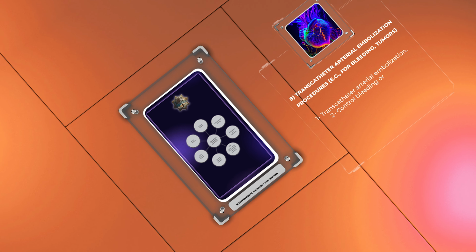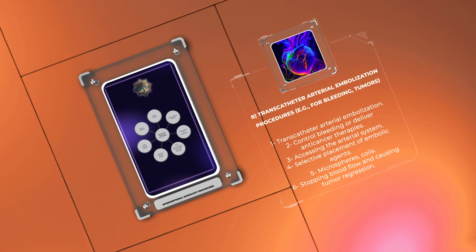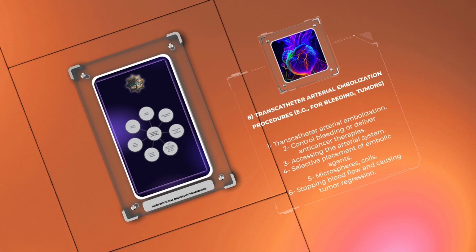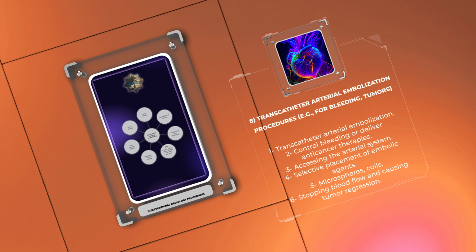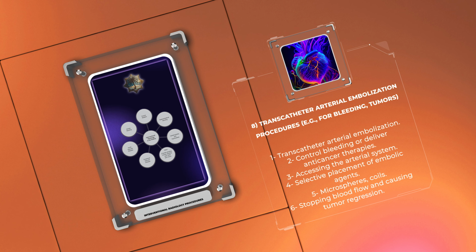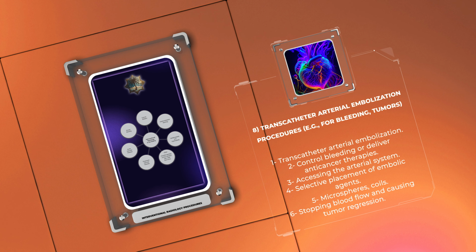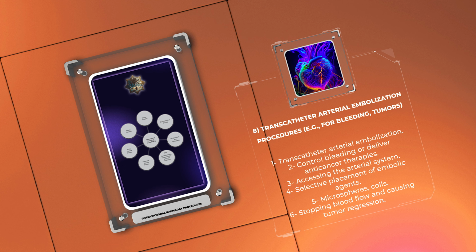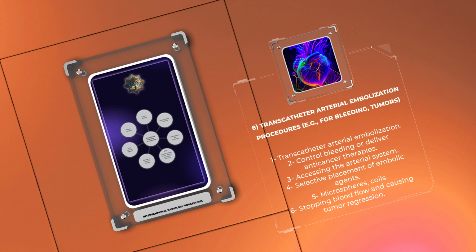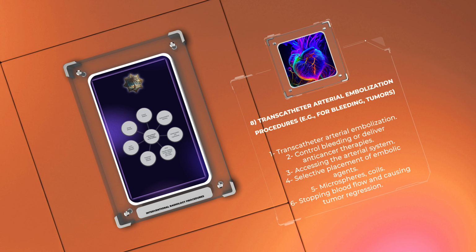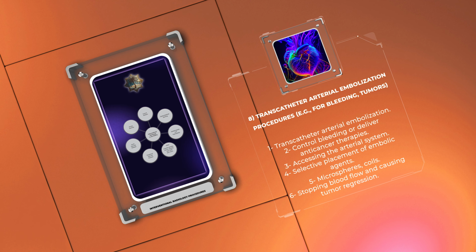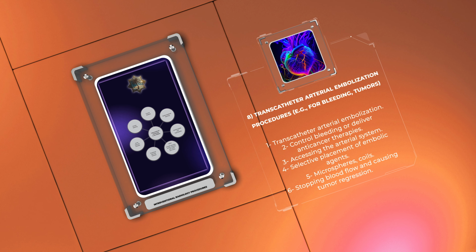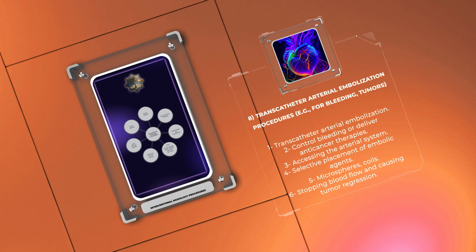Transcatheter arterial embolization is a valuable technique to control bleeding or deliver anti-cancer therapies directly to tumors. By accessing the arterial system, embolic agents, such as microspheres or coils, can be selectively placed in vessels supplying hemorrhaging organs or tumors, essentially stopping blood flow and causing tumor regression. This minimally invasive approach offers a less invasive alternative to traditional surgical interventions.